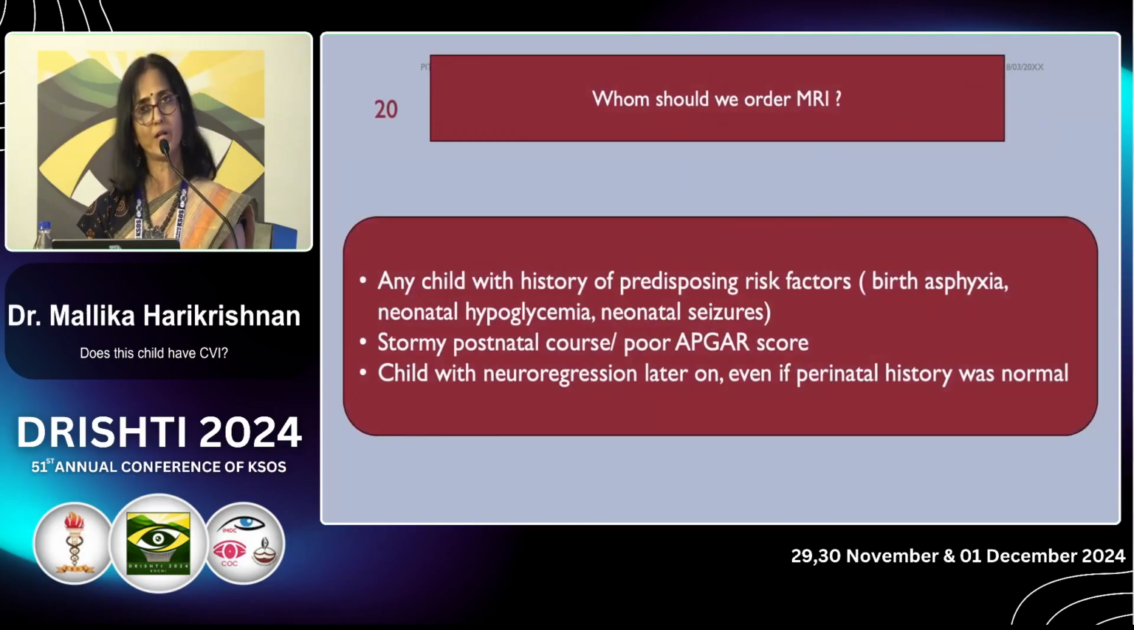Whom should we order MRI for? That also we should know. Any child with a history of predisposing risk factors like birth asphyxia, neonatal hypoglycemia, neonatal seizures, postnatal cause, poor Apgar score, or a child with neuroregression later on, even if the perinatal history was normal.